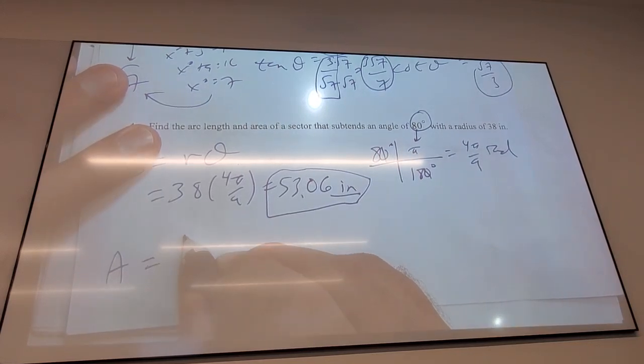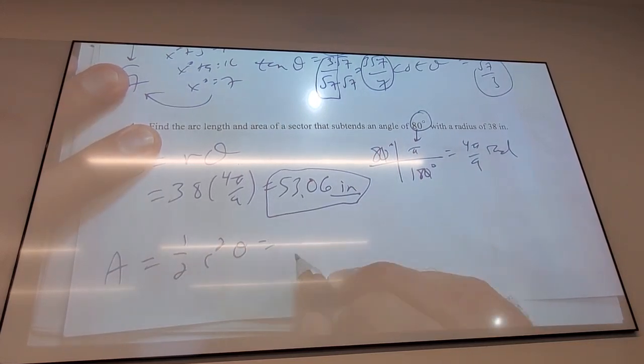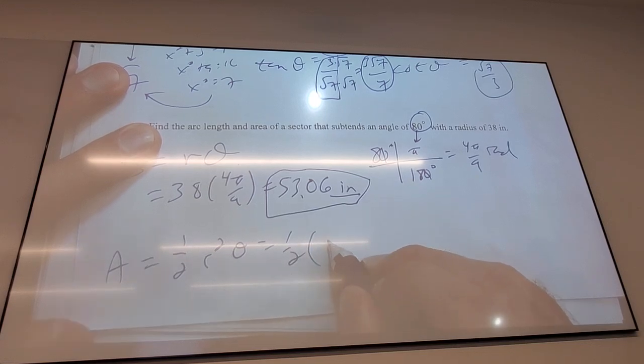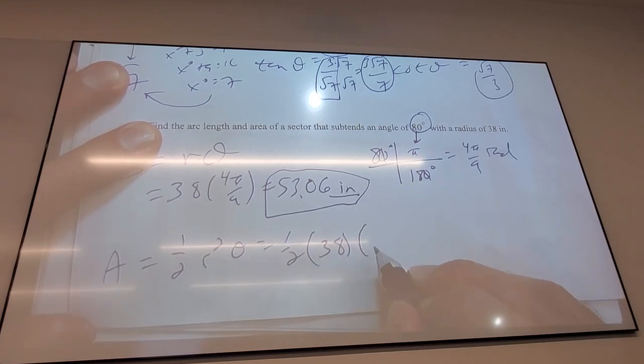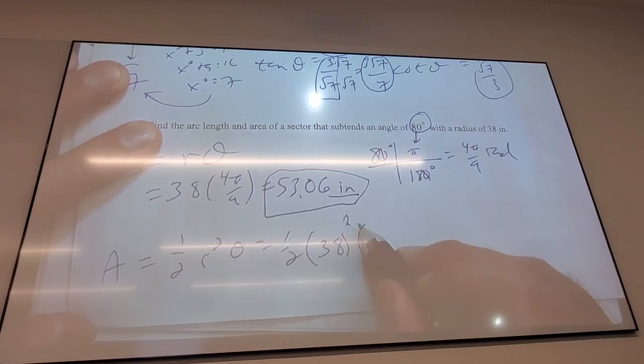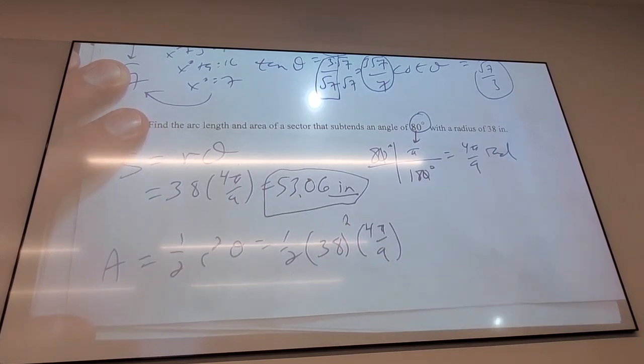Area, you just got to remember the formula. And then you just plug in. R was 38 squared. That's a big one right there. People forget to square that, like I almost just did. 4 pi over 9. All right, math boy. Give me a second. Wait a minute. Let me see. 20.